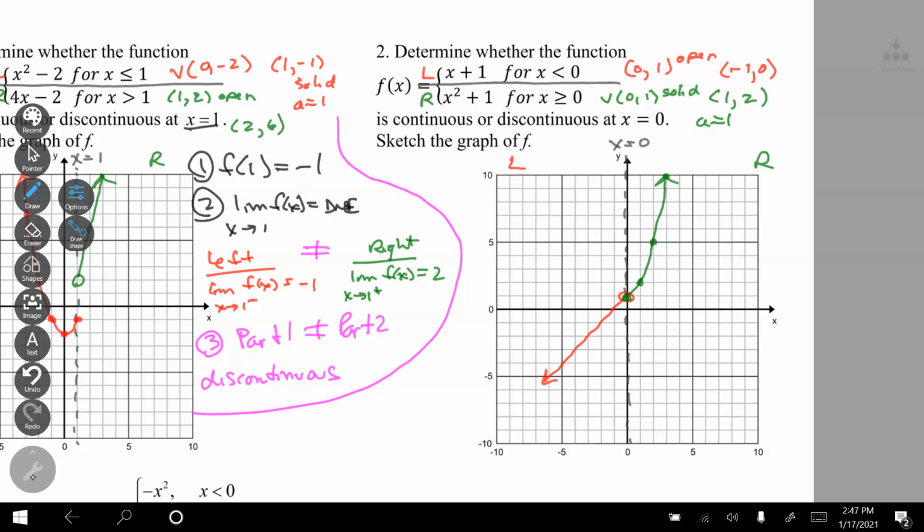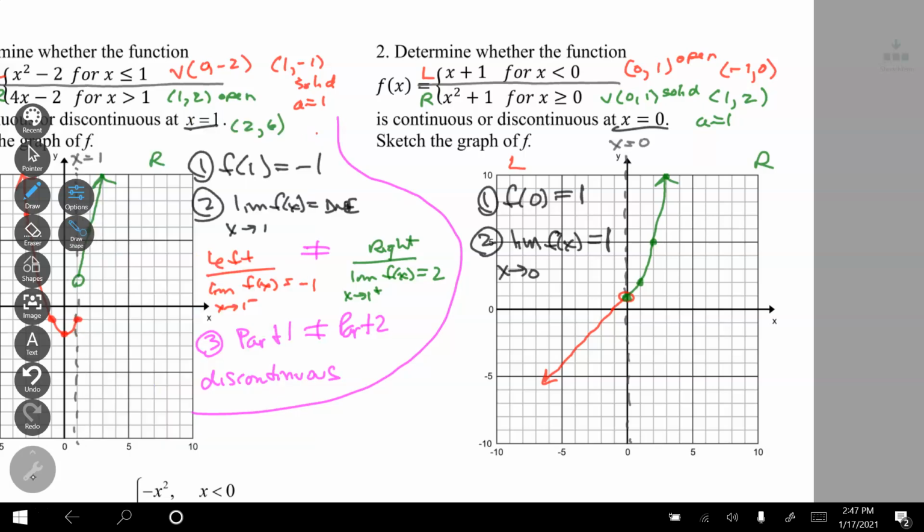Now let's see if I can follow my 3 steps. Step 1. Does f of 0, because I'm using x equals 0, does it exist? Do I have a solid dot there? I do have a solid dot at 1. Part 2. Does the limit as x approaches 0, not from the left or right, from both sides, does it exist? And the answer is yes, it does. The green and the red meet together at y equals 1.